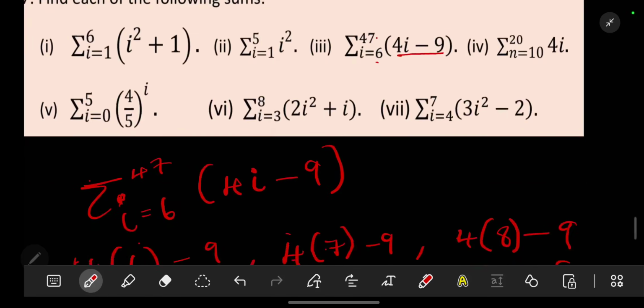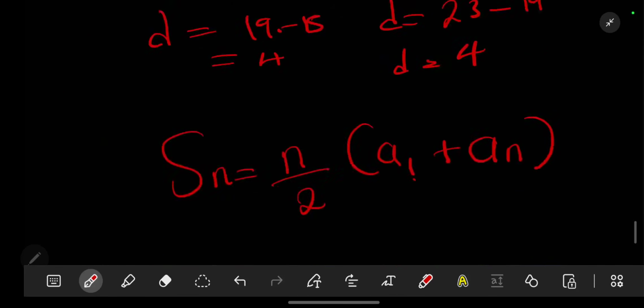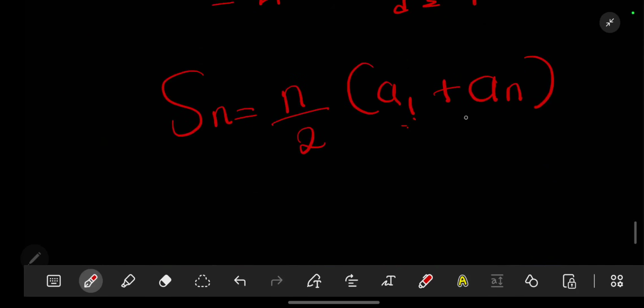But there are some things that you need to know. You need the first term, which we have found. We need the last term. This is one of the formulas for the sum. Knowing that this is what we're going to use, what is our n value? Let's find the n.